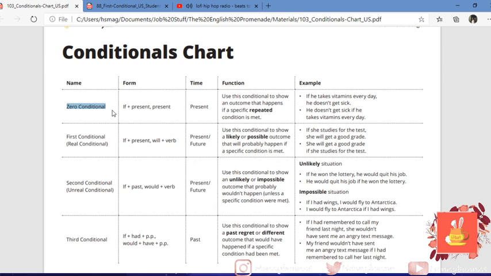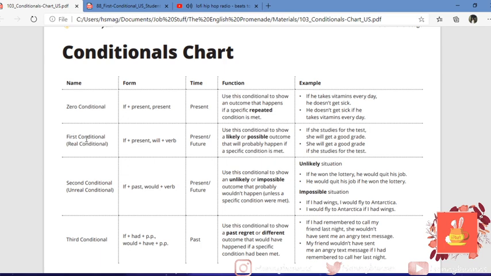Another example for you guys would be, if you boil the water, it will heat up, it will bubble. So that's when you say if plus the present. If you heat up water, it will boil. That will always be the case, because it's a fact. What they don't mention here for the zero conditional is that it will always be a fact. It will always be the result.